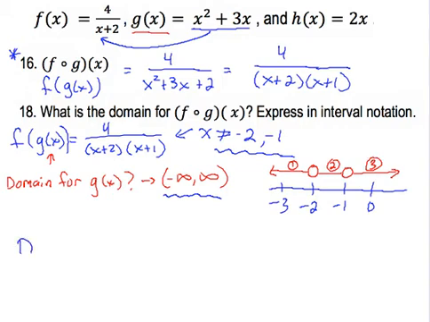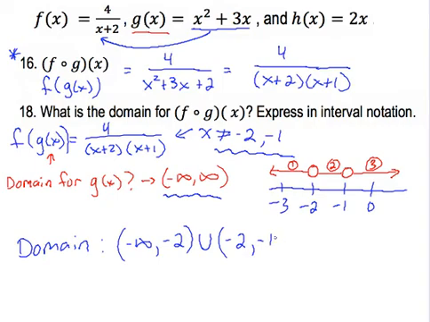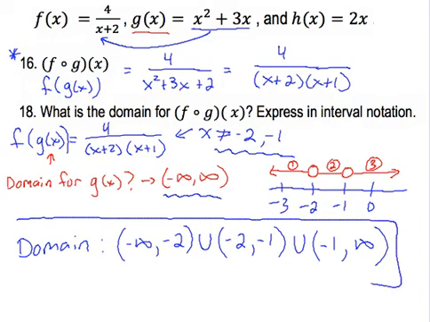So for the domain of f of g of x, we can say it's the interval -∞ up to -2, along with the interval between -2 and -1, along with the interval from -1 off to positive infinity. And in interval notation, this would be our domain.